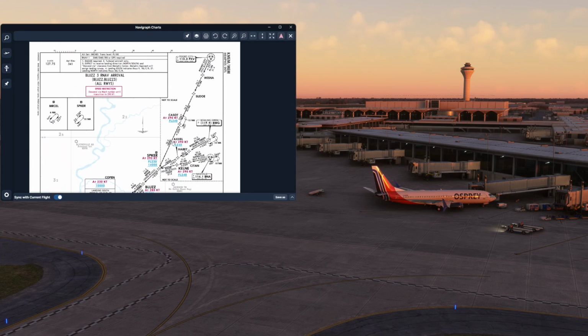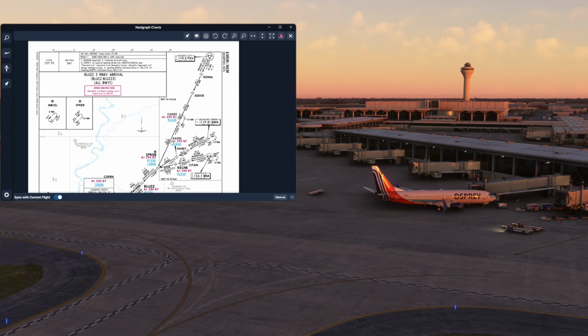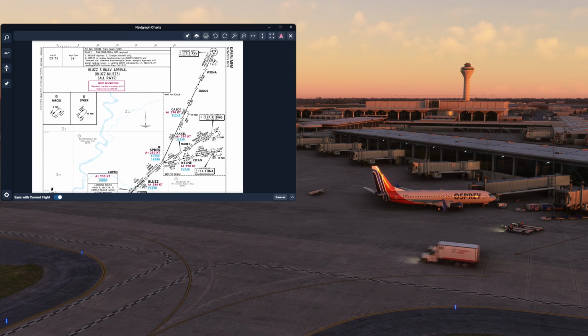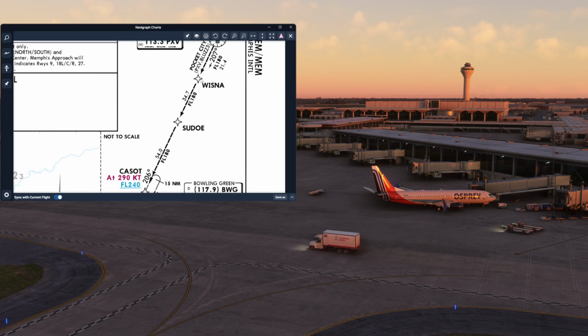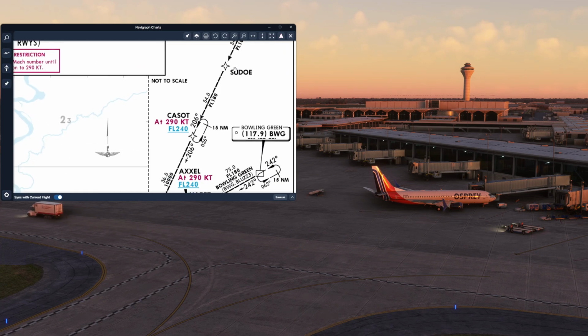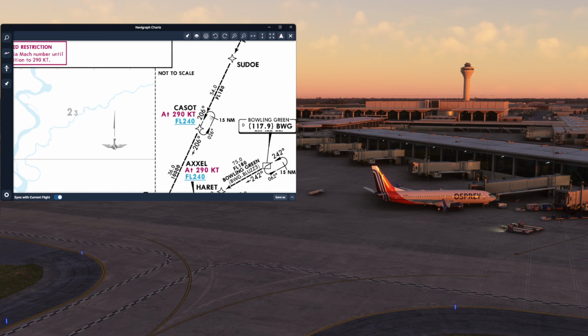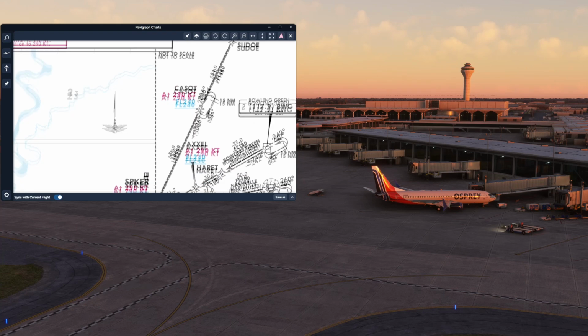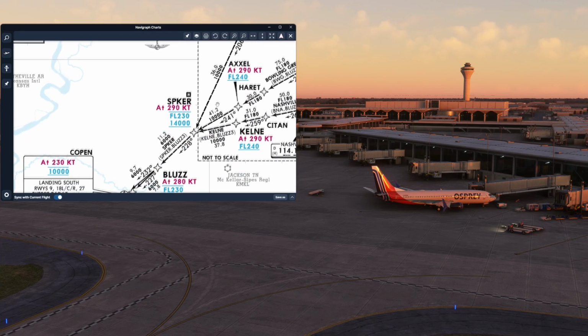So the controllers most often will give you, for descent, a comment like descend via the STAR, which means if we were, for example, flying in via the Pocket City transition for the Bluz 3, we would be looking at all of these and we would ensure ourselves automatically that we are at KSOT at 290 knots at or above flight level 240. So we would make sure that we adhere to all the constraints along the routing for the STAR.